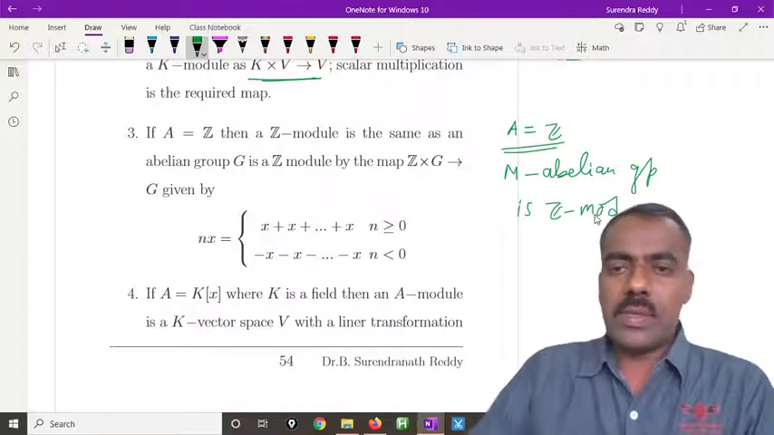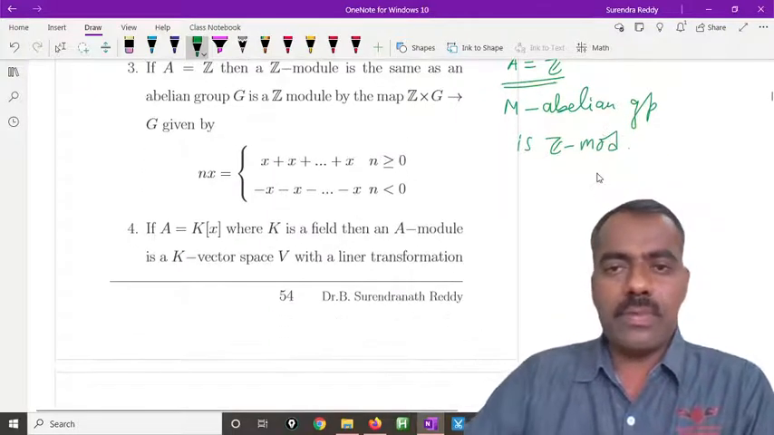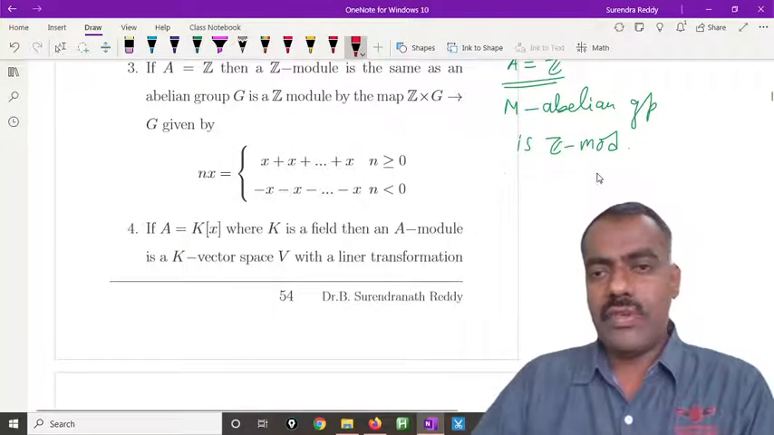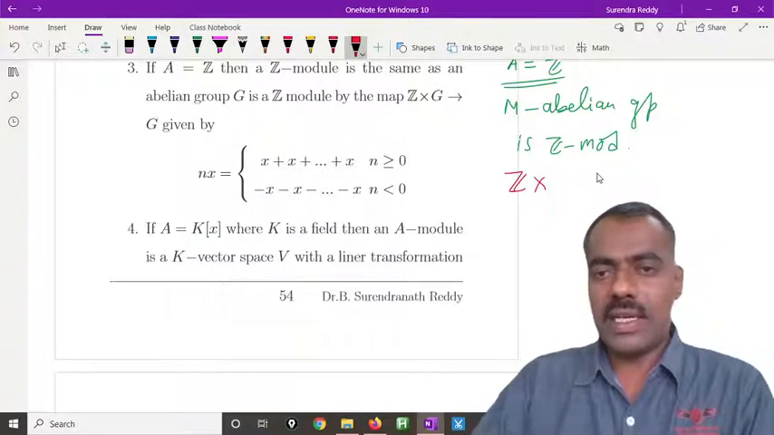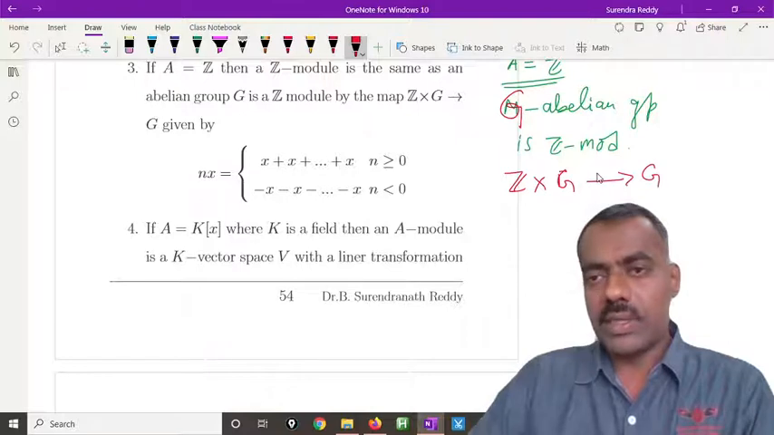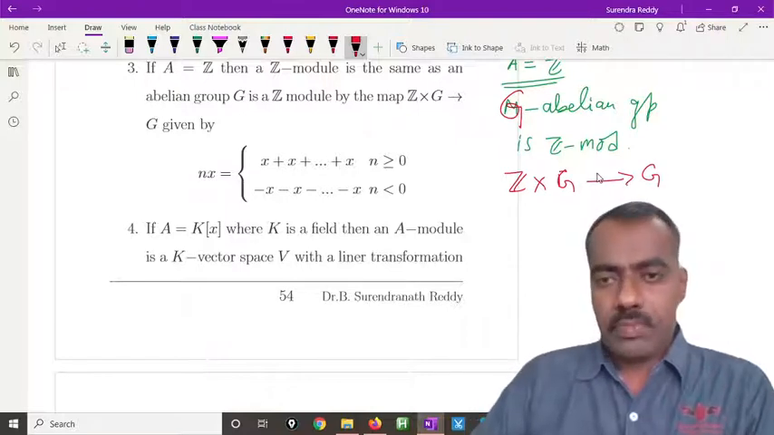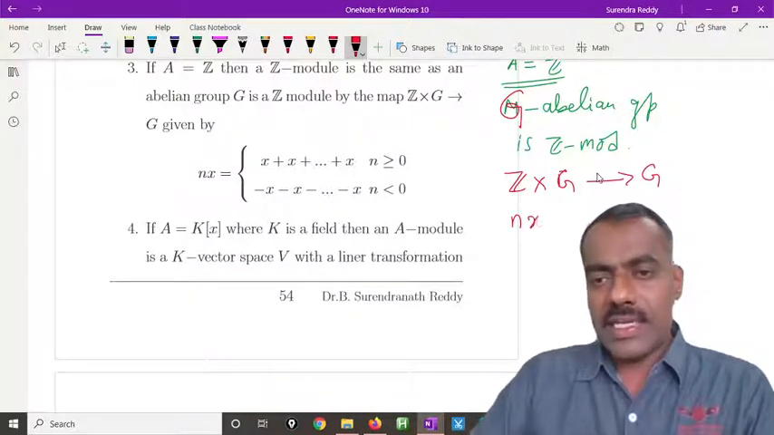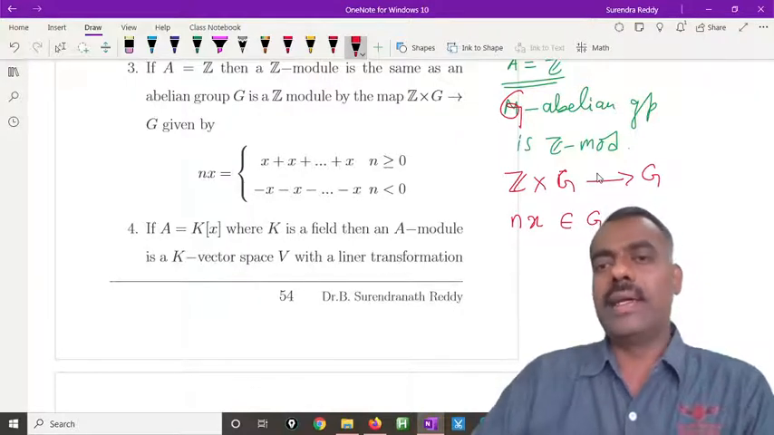Why? That means we should be able to define a map from where to where. We should be able to define a map from Z cross M, or G, whatever you call it. So this G is our abelian group. Okay, G to G, right? Obviously, if you take any n here and an x here, we have to define it in such a way that this always belongs to that group again, right?